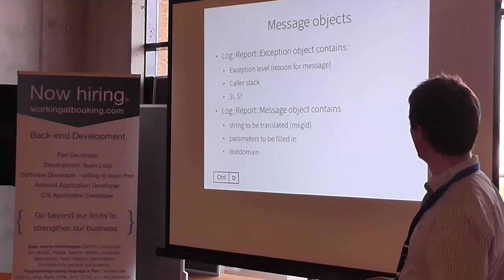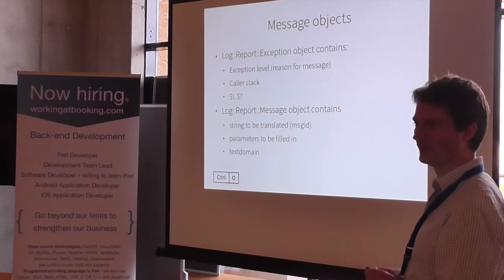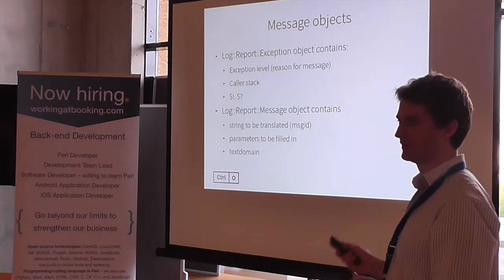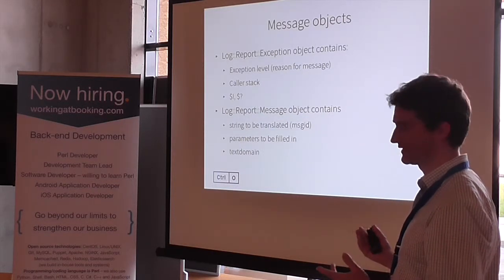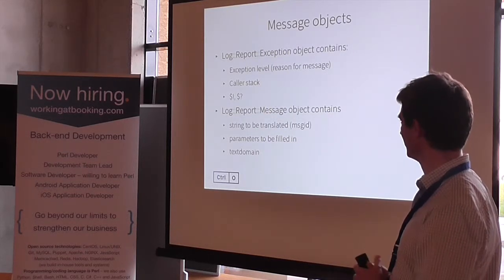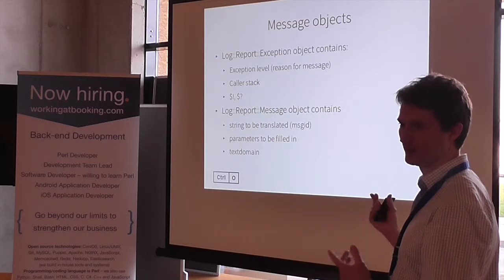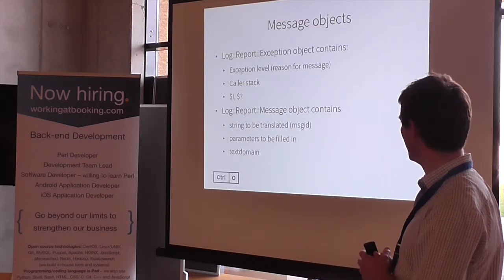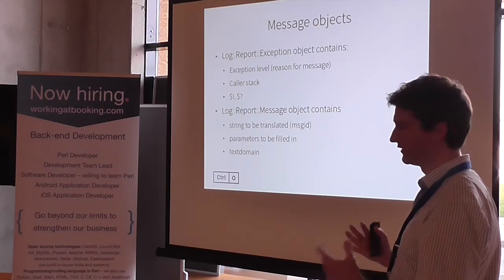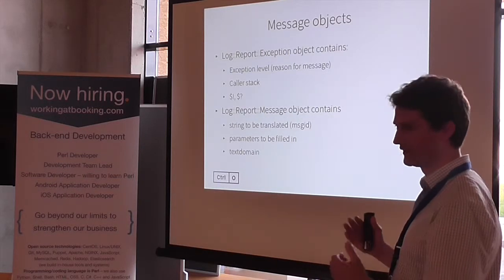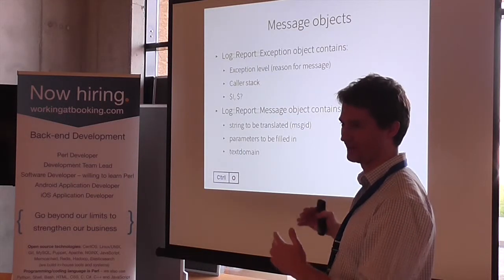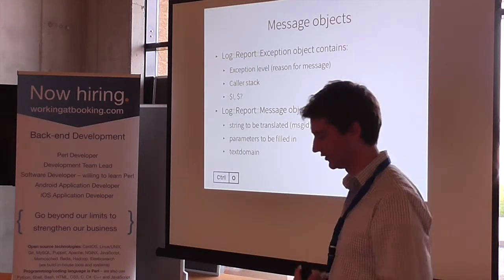Fine. Yeah. I'm just going to talk a little bit more about some of the more general things. Like I say, every message is an object. These are the two types of objects. You've got log report exception objects, which contain lots of information about the exception, such as the level, the reason for the message, the call stack, and some of the other variables that you might want to access. And then the log report message itself contains the string to be translated, the various parameters to be put into that string, and the domain it's a member of. I didn't really talk about domains. That's another level to talk about. It basically allows you to have different translations for different areas of the application.